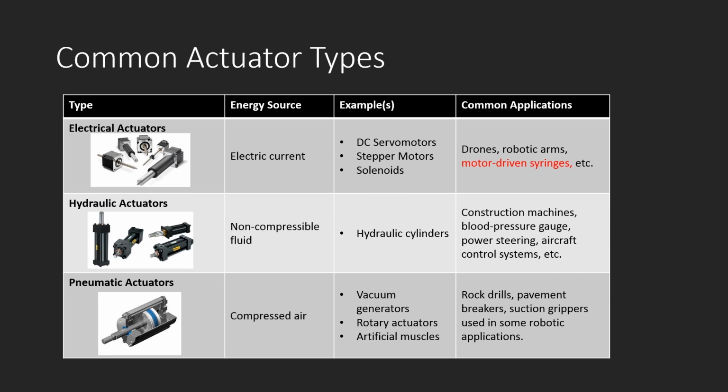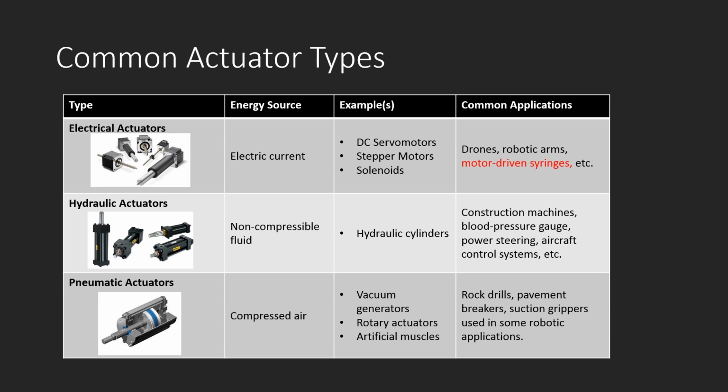Typically, they can be either electrical, hydraulic, or pneumatic. Examples of electric motors include DC servo motors that you can find in most multi-rotor drones nowadays, stepper motors, which we'll be using in one of our examples today, and solenoids, which are used to control linear displacement.